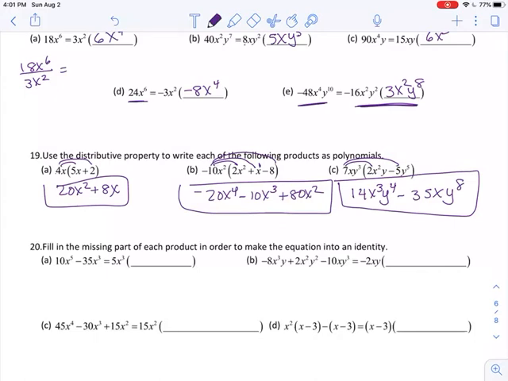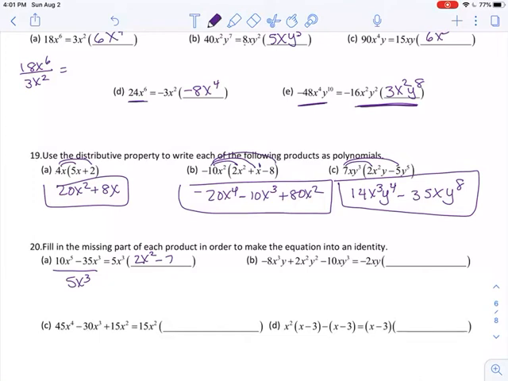And then 20 down here is similar. If you want to think of this as division, so I'm dividing both of these by 5x to the third. So 10 divided by 5 is 2. Again, I subtract the exponents when I'm dividing. Negative 35 divided by 5 is negative 7. And I subtract the exponents, so there's no x term left at all.